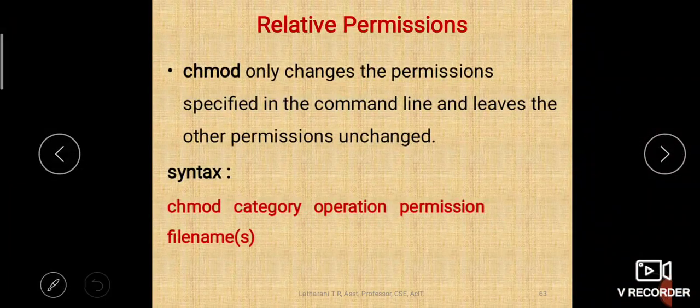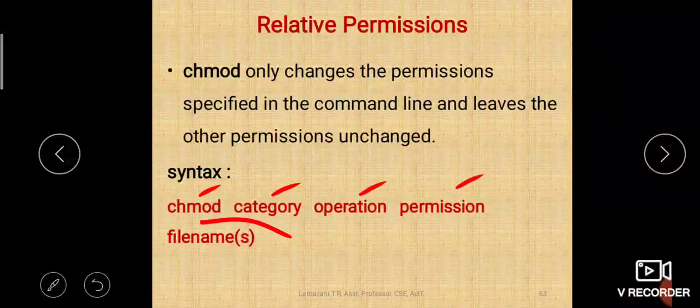So what you will give is chmod, then the category which you want to change, the user category or the group category or the others category, that you will mention. Then the operation. Operation is whether you want to give the permission or take off the existing permission. Operation is plus or minus. Plus means you are adding the permission, minus means you are removing the permission. Then permission. Which permission? Whether read permission, write permission or execution permission, that you will specify.